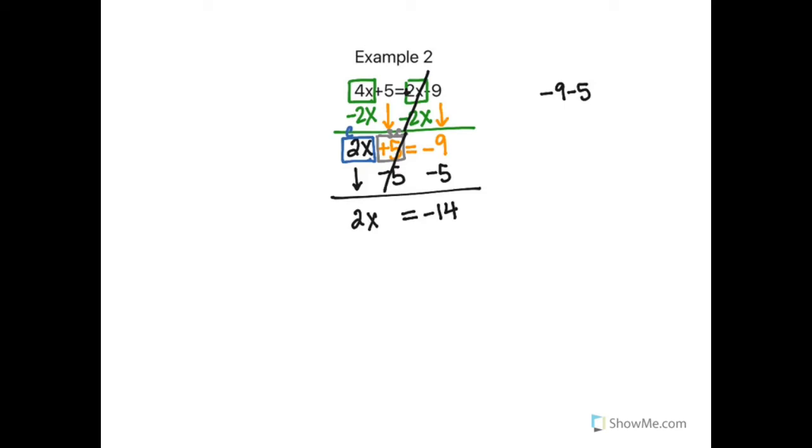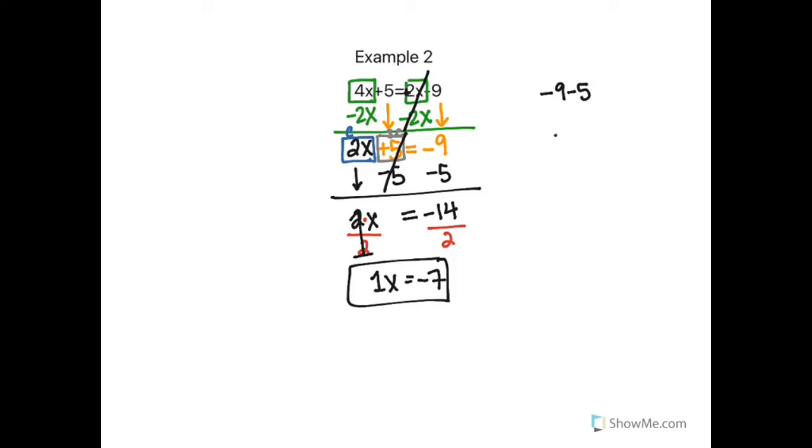Now that I still have my couple, I want to divorce my couple. I want to separate them. And I'm going to do that by dividing by the number that's next to my variable, in this case, the 2. So I'm going to divide both sides by that positive 2 that I have here. And now this turns into a 1, and I get 1x is equal to negative 7.